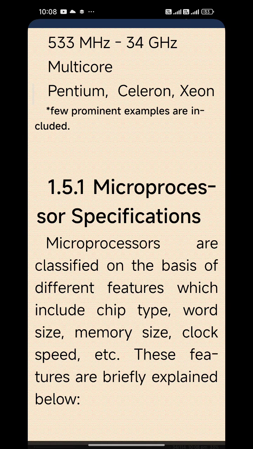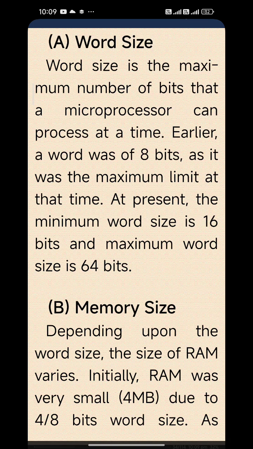1.5.1 Microprocessor specifications. Microprocessors are classified on the basis of different features which include chip type, word size, memory size, clock speed, etc. These features are briefly explained below.